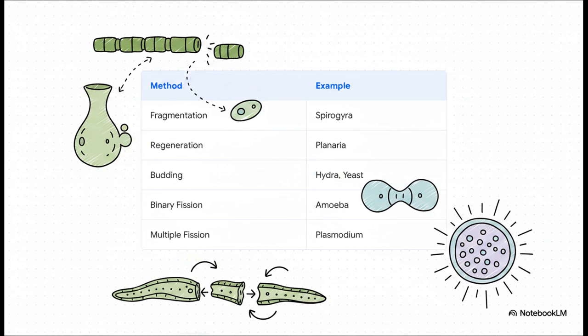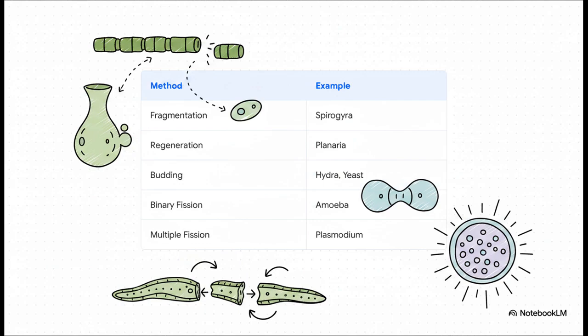Planaria has this crazy high regeneration power where severed parts grow into completely new bodies. A Hydra? It literally develops a tiny bud right on its body wall that just detaches as a brand new individual. Amoebas use binary fission, where the nucleus divides first, and then the parent cell splits evenly in two. And under really extreme conditions, Plasmodium goes into multiple fission, dividing into tons of cells inside a protective wall, just waiting to burst out.